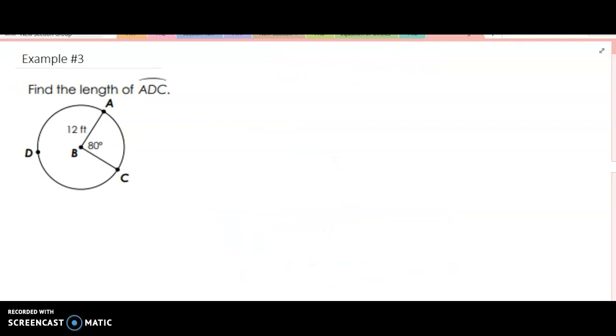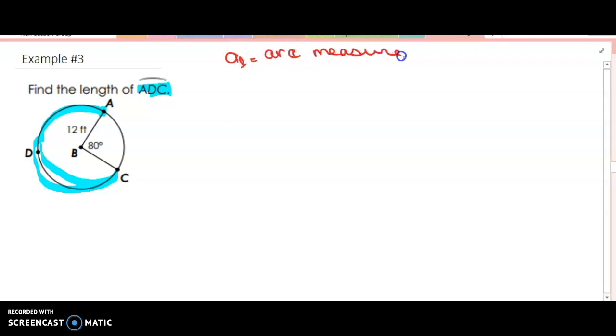All right, let's look at example 3 now. Now pay special attention to what arc length we're finding. It says find the length of arc ADC. So what that means is we start at A and we go in that order. We have to get to D before we get to C, which means we're going this way. So we want to find this arc. So arc length equals arc measure over 360 times 2 pi r.